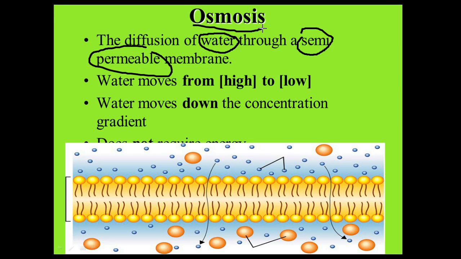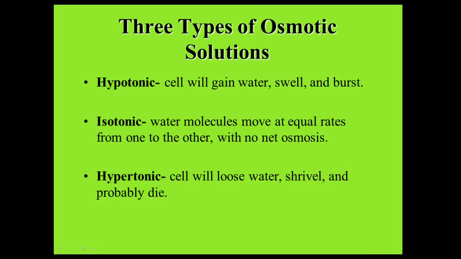And water moves from areas of high to low concentration. If we have an area of high concentration, it's going to naturally want to move to an area of lower concentration. Water moves down the concentration gradient, and this is a type of passive transport, so it does not require energy. There are three types of osmotic solutions, and we're going to talk about them now. There's hypotonic, where the cell will gain water, swell, and burst. Isotonic, where the water molecules move at equal rates from one to the other with no net osmosis. And then there's hypertonic. The cell will lose water, shrivel, and probably die.